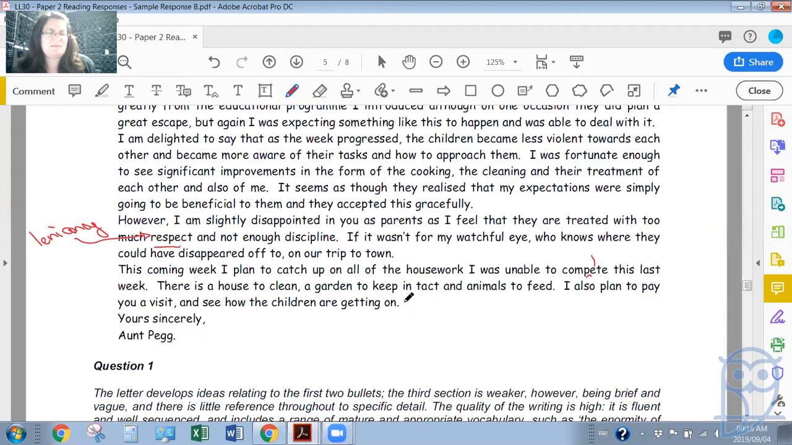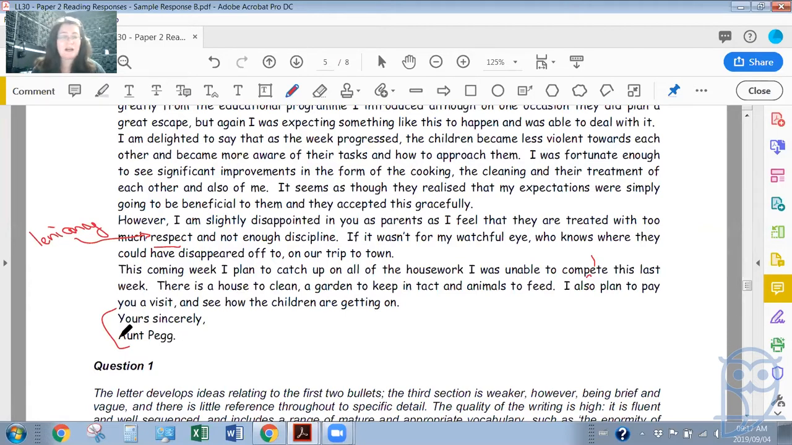Okay, so that's a bit strange because she's supposed to be there for 2 weeks, so why would she visit the parents to see how the children are getting on? I'm sure she means later on after they return, but anyway. Yours sincerely, Aunt Peg. Okay, so notice sticking to the convention of a letter in a very simplistic way.